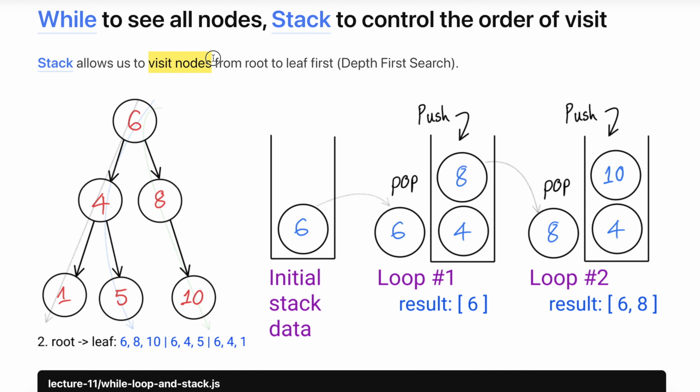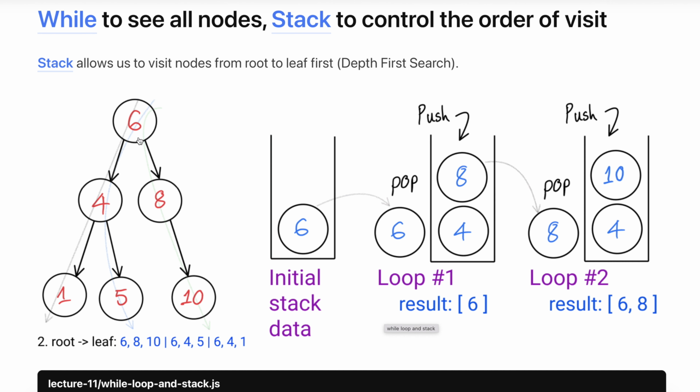Visiting nodes from root to leaf first means that we're gonna visit the root node and the child node and keep going on with the child until we reach a leaf node. In this example, that's gonna be from 6 to 8 to 10. This is our order of visitation if we use a stack data structure.